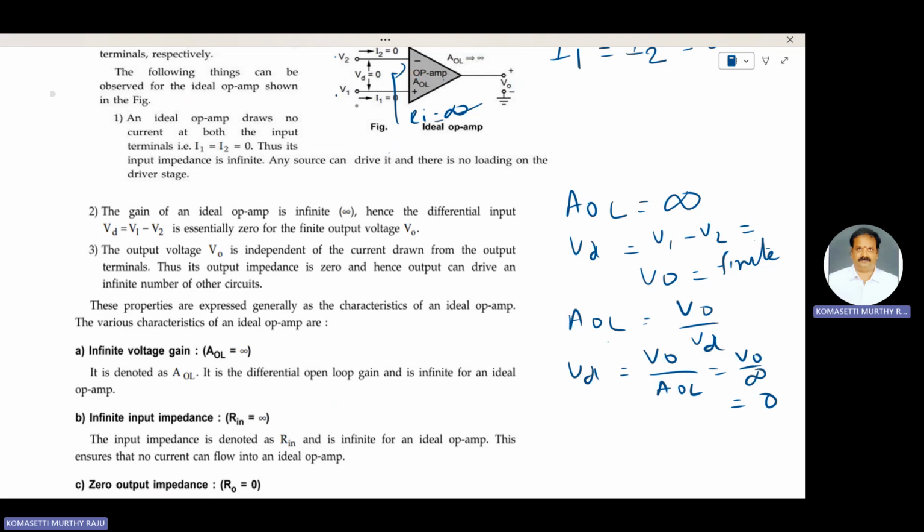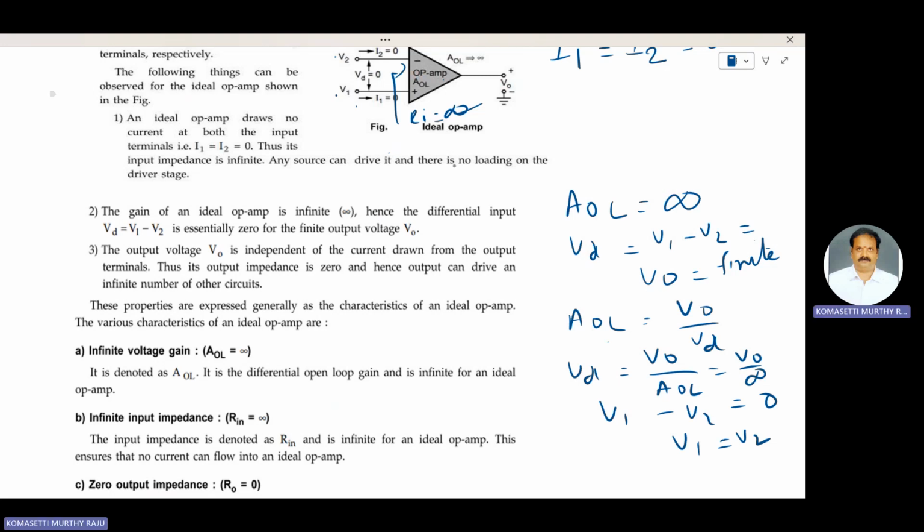Vd is equal to V1 minus V2. V1 minus V2 is equal to 0. Therefore, V1 is equal to V2. The gain of an ideal op-amp is infinite. Hence, the differential input Vd is equal to V1 minus V2 is essentially 0 for a finite output voltage.